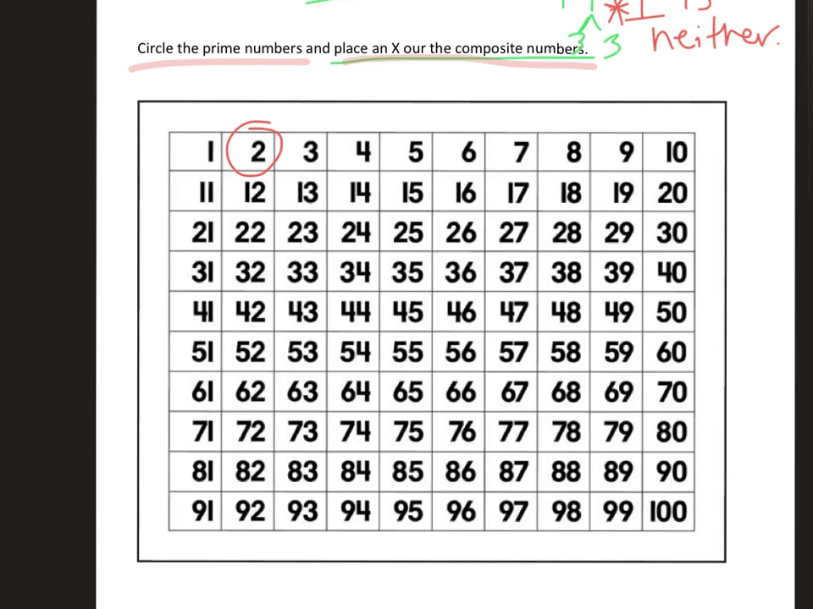So that means other than 2, if it's even, we can shade it or X it out. So that's all these numbers that end in 2, where the last digit is 2, they're getting X'd out. They're all composite. 4 is even, and everything that ends in 4 is even. So we're going to X all those out.